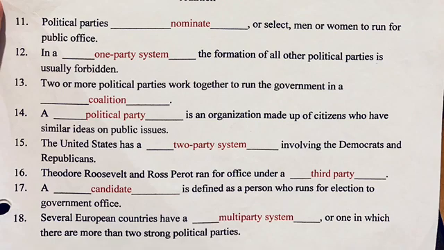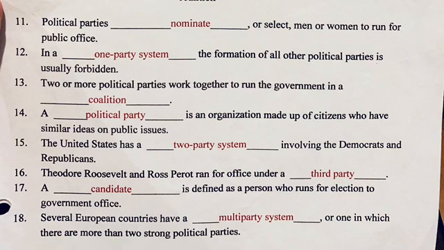Number 13, two or more political parties work together to run the government in a coalition. This is just like when we talked about in multi-party systems, when different ice cream flavors would have to come together to create a majority. That working together in compromising groups, those groups are called coalitions. Number 14, a political party is an organization made up of citizens who have similar ideas trying to get their people elected to office. There's that definition.